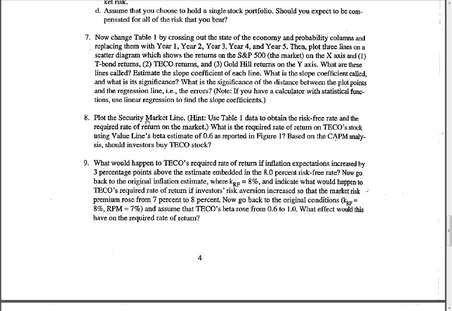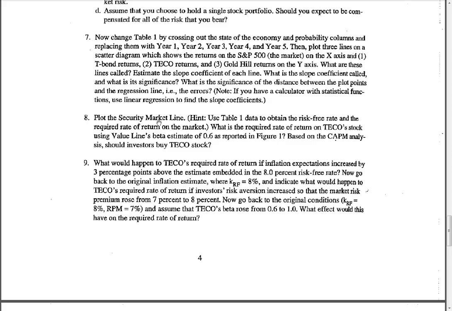And I want you to draw the SML graph. I've posted something to Blackboard to kind of help with that, where it's a basic SML problem with a graph. And in the instructions on questions 7, 8, and 9, I go through a little bit about how to plot the SML and come up with the graph too.